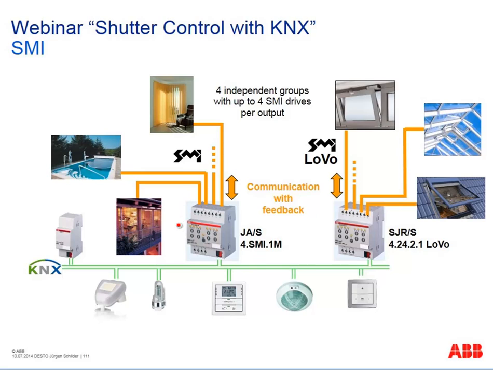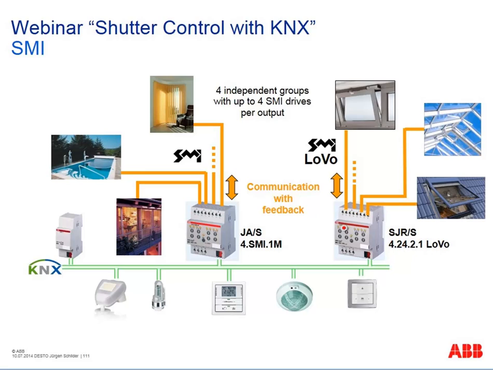This is the shutter actuator SMI to control 230 volt motors, which are quite commonly used outside the building, like the lamellas, the slats outside, or the hanging, and here for the pool. Inside the building, quite often the low voltage motors are used, the 24 volt DC, like for example the roof windows or the skylights. For this case we have our actuator for 24 volt low voltage.